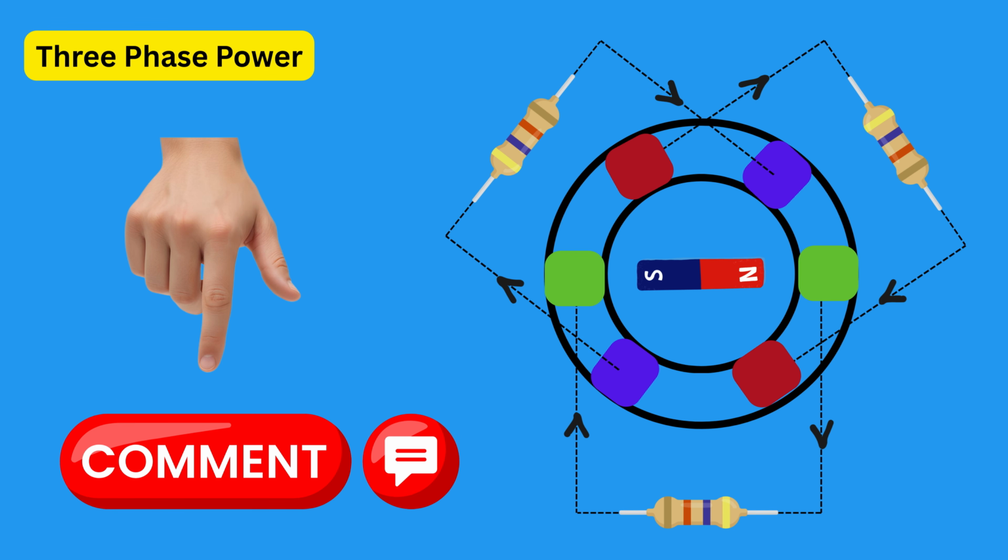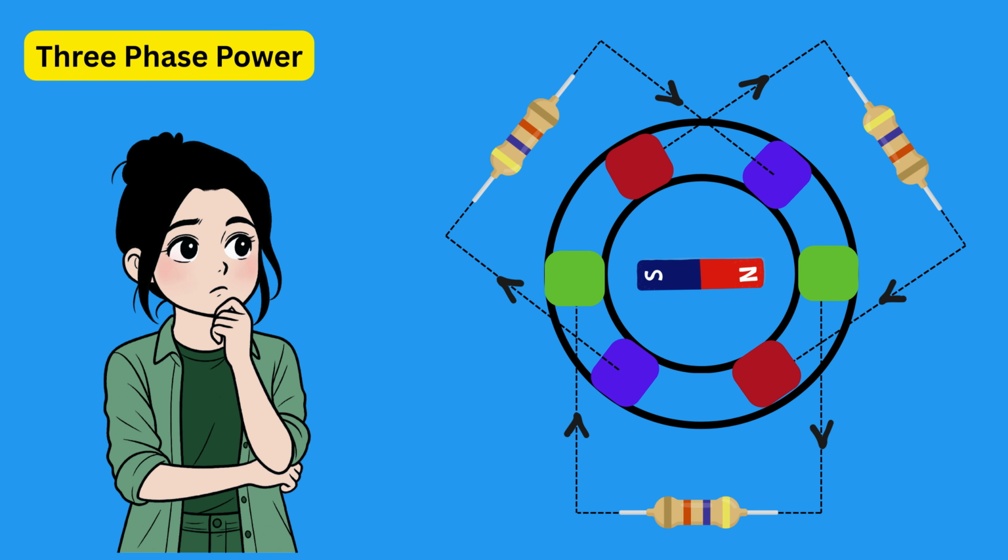Okay, now let me know in the comments. If increasing the number of phases increases the power value, then why do we not use 4, 5, 6, or even higher phase systems?